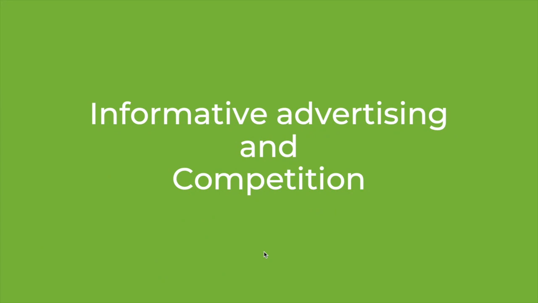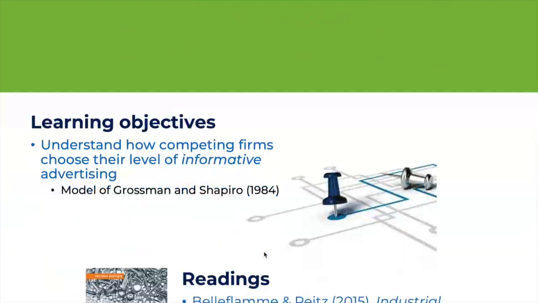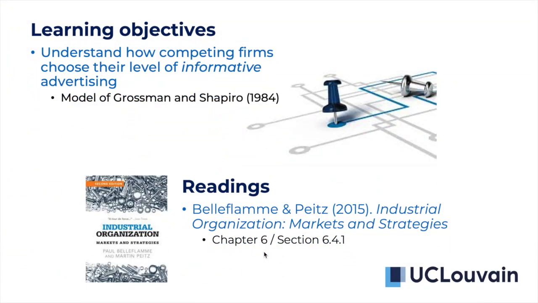This presentation is about the role of informative advertising on competition. We want to understand how competing firms choose their level of informative advertising, and to do so we will analyze the model of Grossman and Shapiro. If you want some background reading, you can read section 6.4.1 in the textbook.